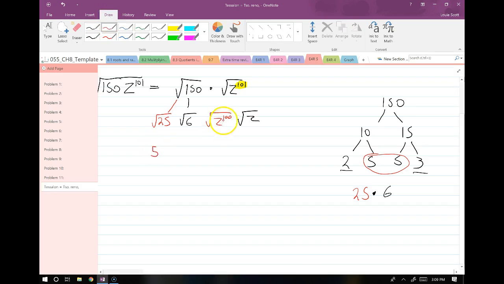Z to the 100, what does that turn into? Not quite. Remember, what do we do with even numbers? Oh, we cut it in half. Yeah, cut it in half. Remember? So this is z to the 50. And then what's in black here, that stuff can't be simplified anymore, so it just stays where it is under the square root, 6z. Okay, so there we go.